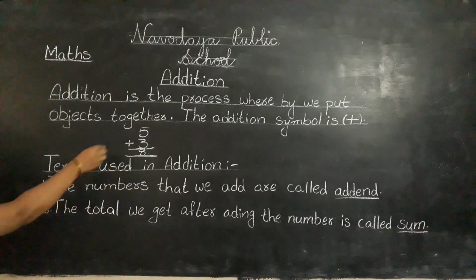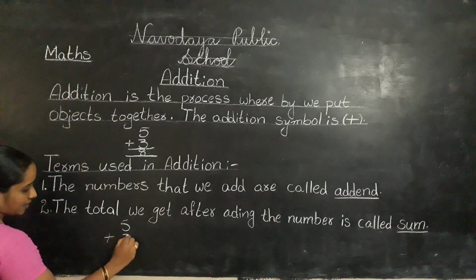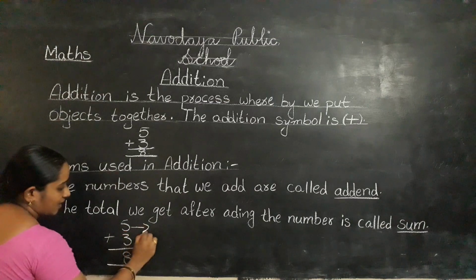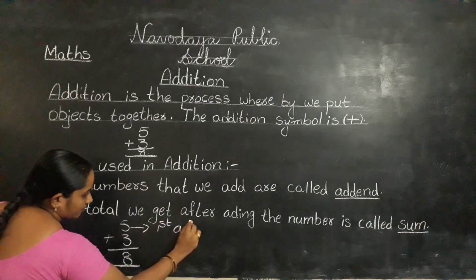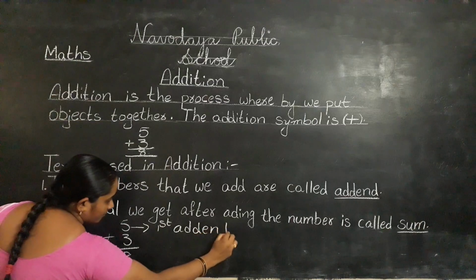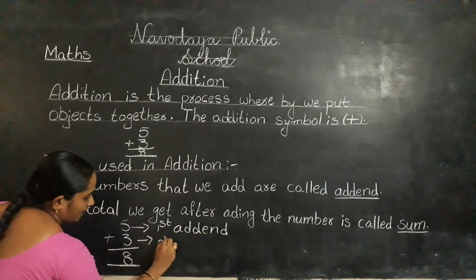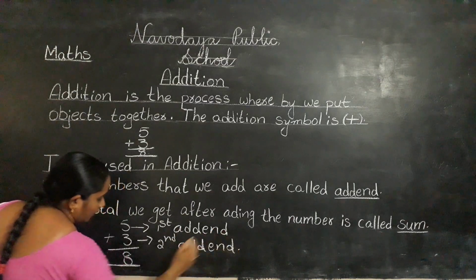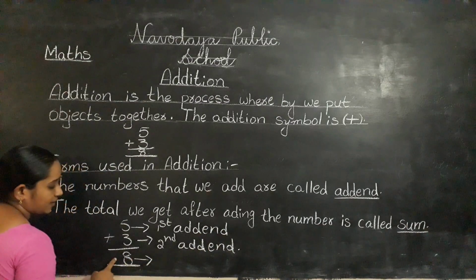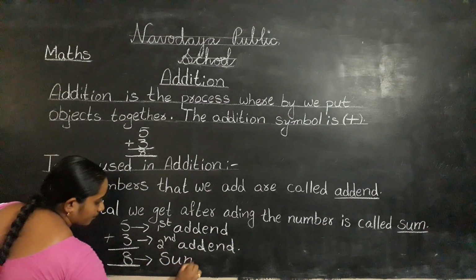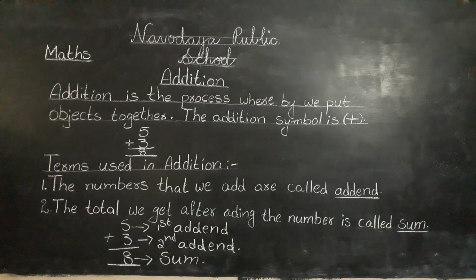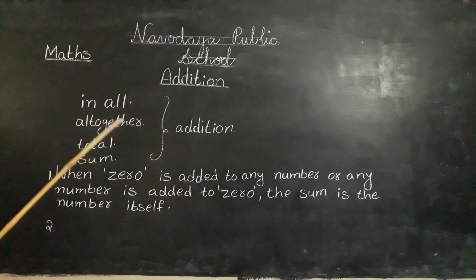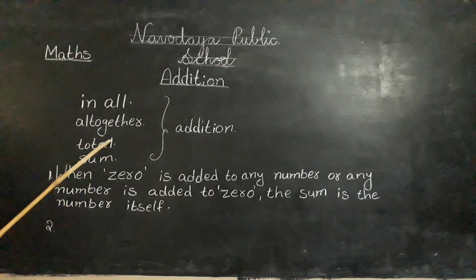For example, in this 5 plus 3, 8. 5 is the first addend. 3 is the second addend. And we get the answer after adding, 8. This is the sum. Now remember these words, children. In all, together, total, sum. They refer to addition.